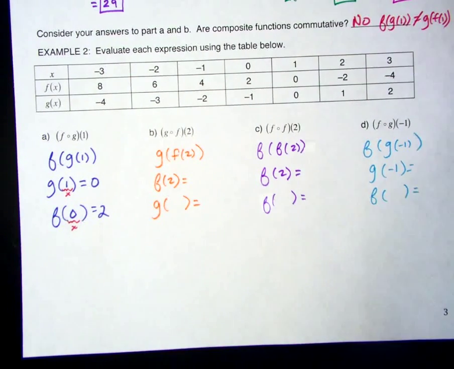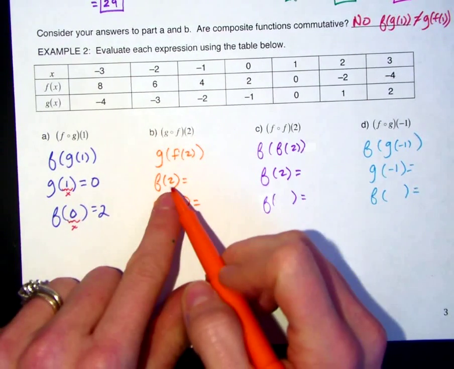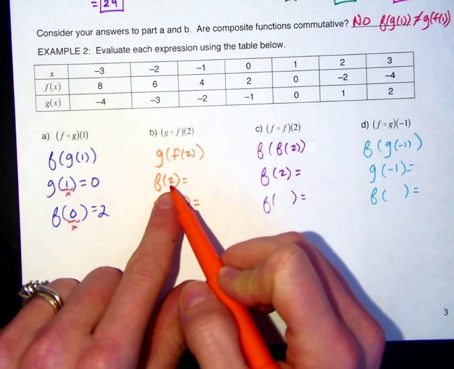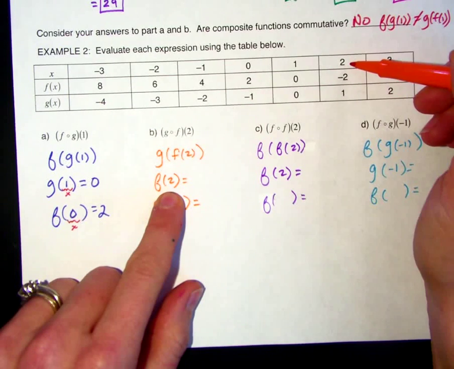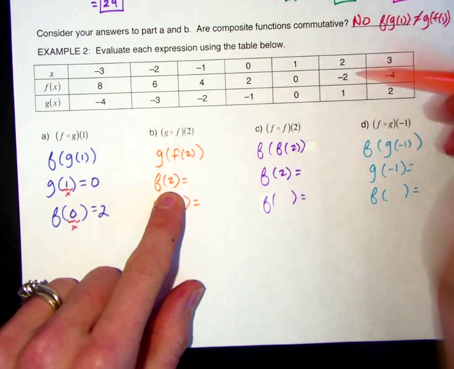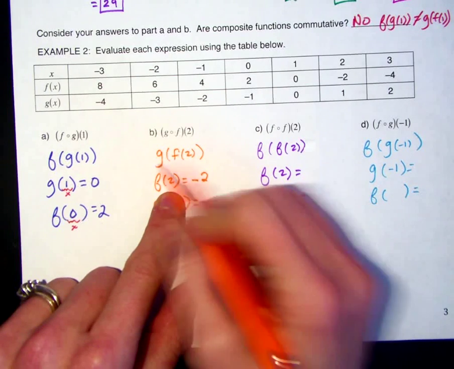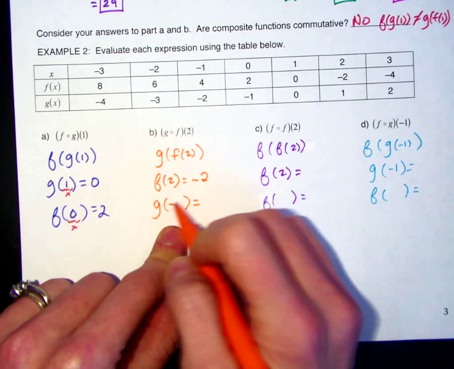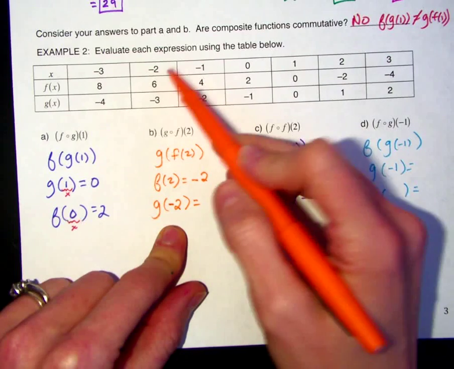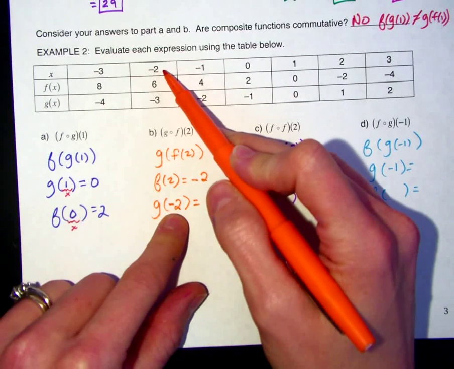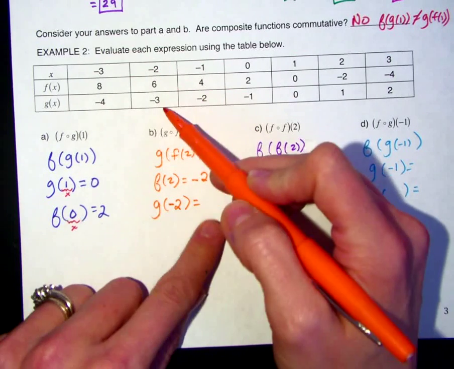All right, let's take a look. Here, x is 2, so we come up to 2, and we're evaluating f. That's the middle row, so we get -2. We're trying to evaluate g of f of 2, so we're really doing g of -2. We come up here. X is -2. When x is -2, g is -3.